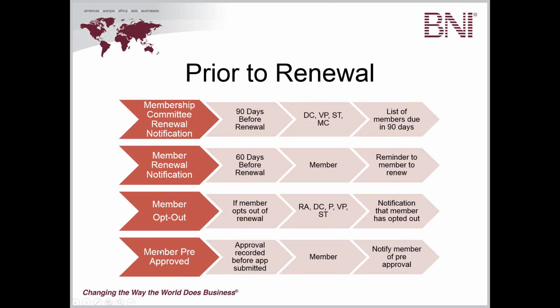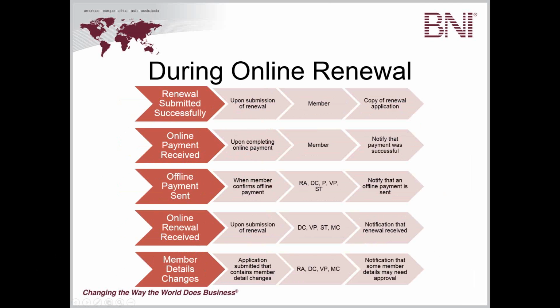And finally, there's also a pre-approval email that goes out to the member, letting them know that they've been pre-approved and that they can go ahead and proceed with renewing. So now during the online renewal process, there's a number of other emails that can go out. When a renewal has been submitted successfully, a copy of that renewal is sent to the member via email. And the same thing, if they complete their online payment using a credit card, they're also sent an email letting them know that payment was successful.